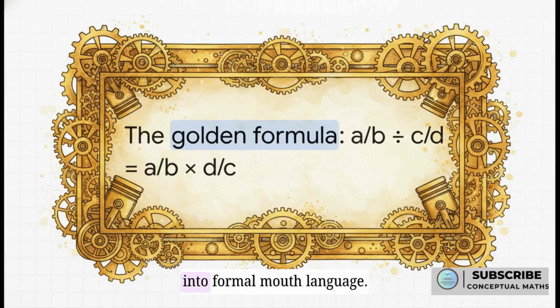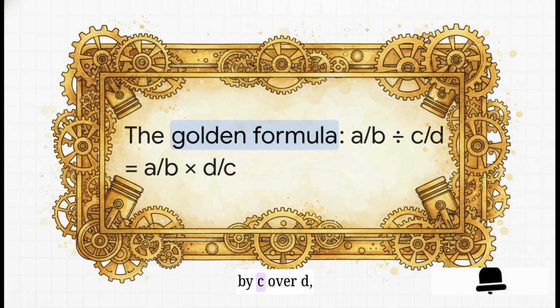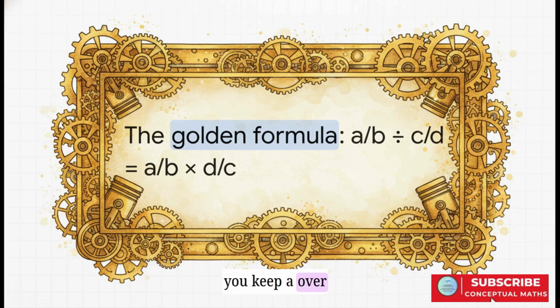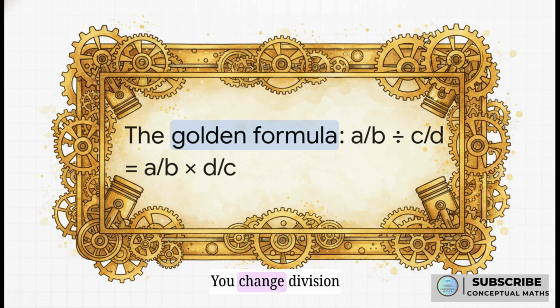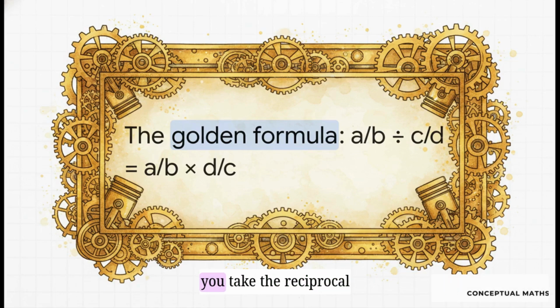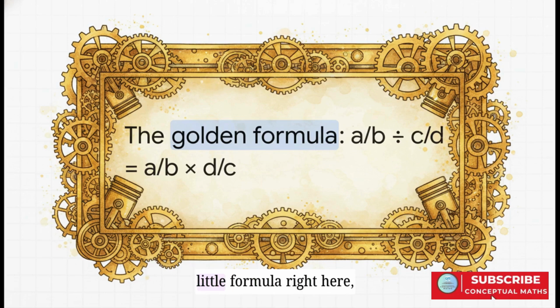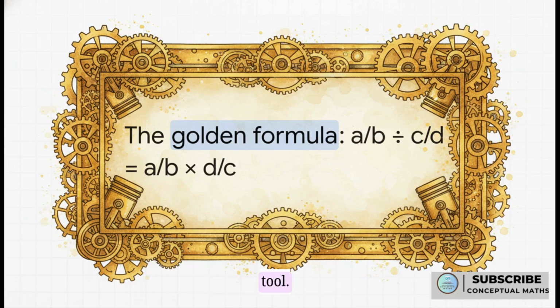Let's look at how that translates into formal math language. If you've got A over B divided by C over D, you keep A over B exactly the same, you change division to multiplication, and you take the reciprocal of that second guy, making it D over C. This little formula right here, that is your ultimate tool.